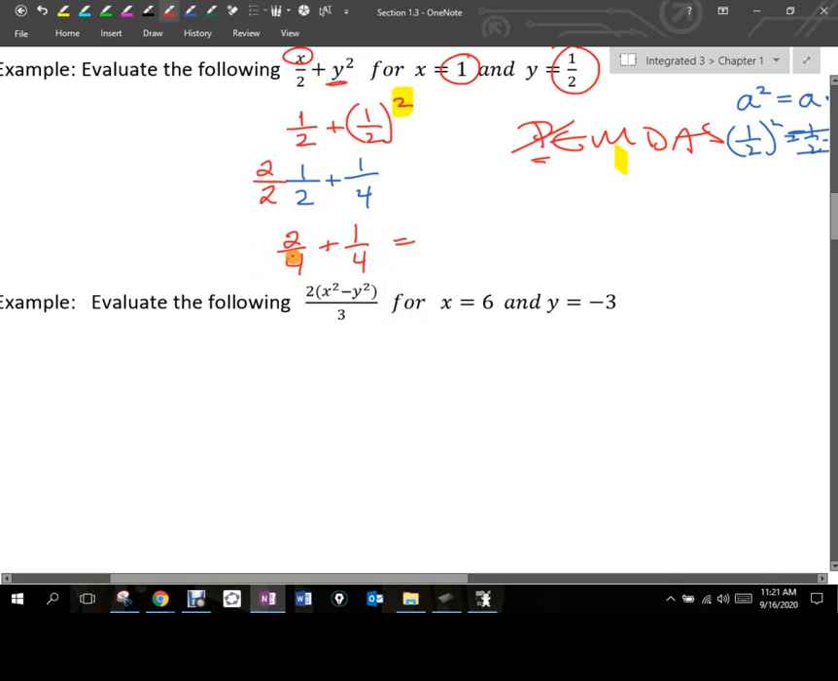So now what do I get if I add those? Once I have a common denominator, what can I just look at? Yeah, I can just do the addition of the numerators. So it gives me 3, right? And I put it over the denominator of 4.